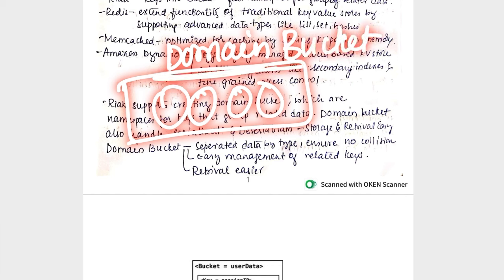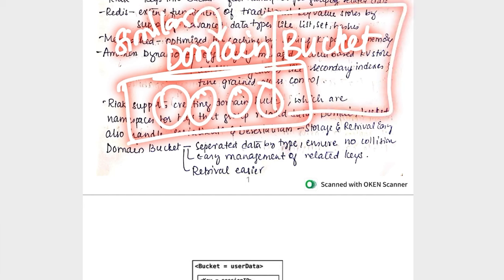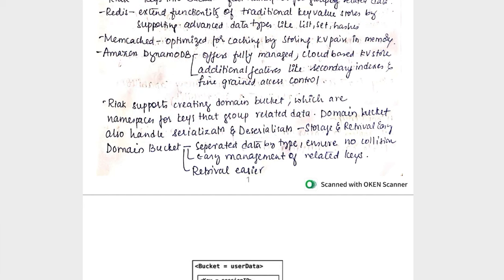Domain means all the similar or related data would be grouped. So they are grouped and thrown away in a storage container, that is like a bucket. Domain buckets are helpful for handling the serialization and deserialization process, so storing and removing becomes very easy here. Next, domain buckets will separate the data by type, ensuring that no collision is happening, and it also ensures easy management of related data keys.